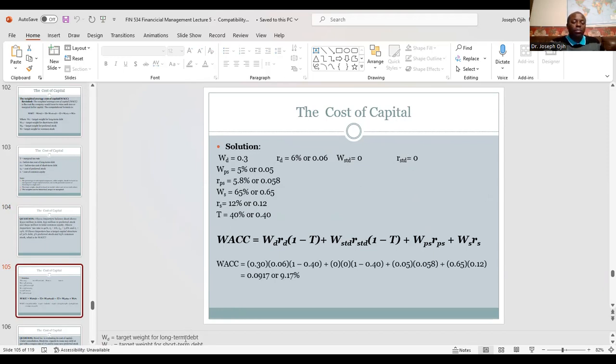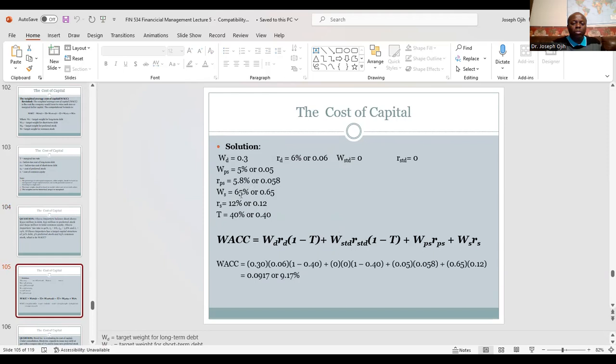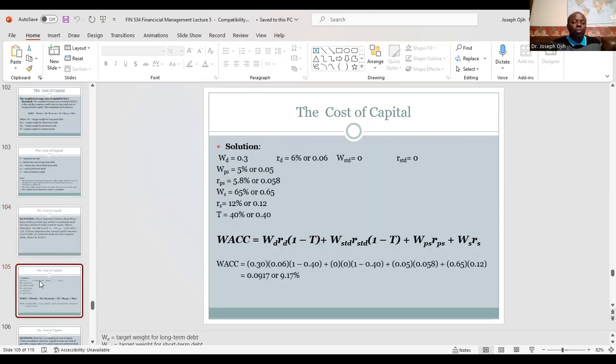Then the weight of preferred stock, WPS, is 5%. It is said here that 5% of the capital is preferred stock, see? And the weight of the common stock is 65%. As you can see here, for common stock, WS is 65%. Now, the cost of preferred stock, RPS, is 5.8%, which they mentioned here. So all these inputs, we put them in the Excel.